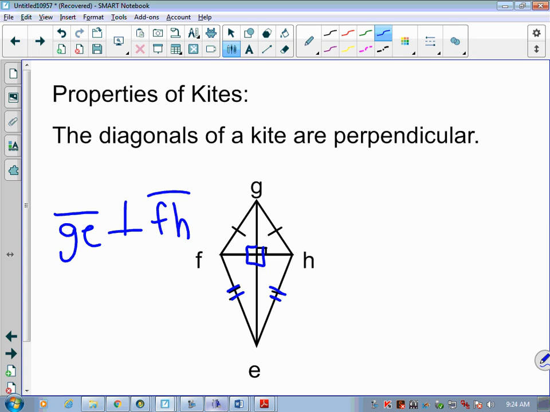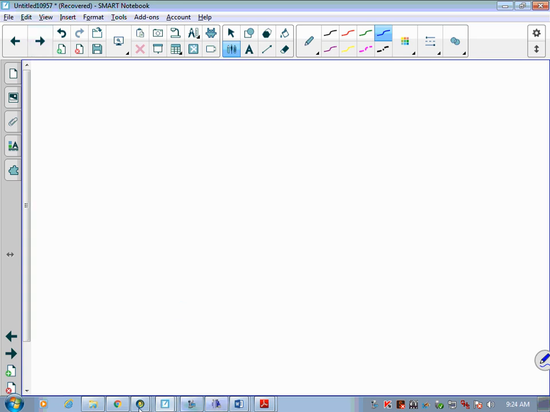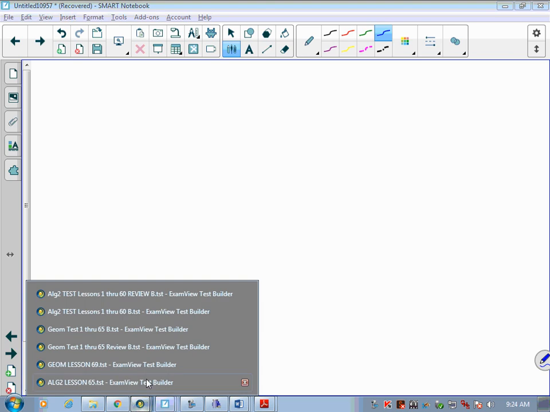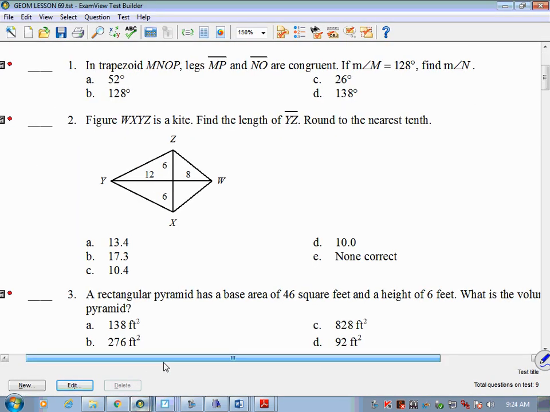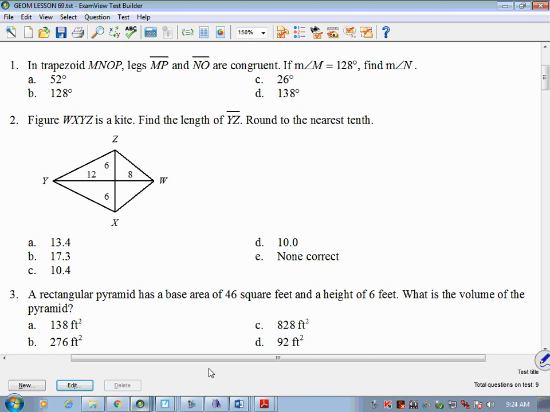All right, I believe that is the last of our special information. So from here, we're going to get into some of our questions. I want to say that we've got about 9 questions. We'll cover as much as we can. In trapezoid MNOP, legs MP and NO are congruent. If angle M is 128 degrees, find angle N.